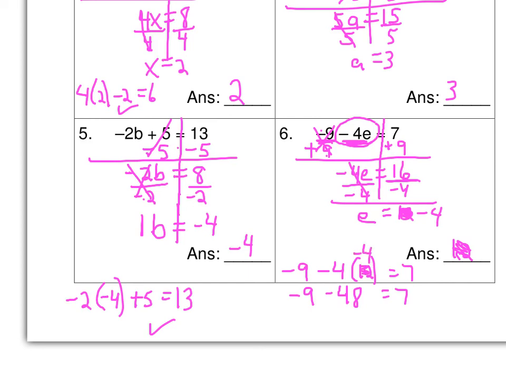So now I have negative 9 minus 4 times a negative 4, and 4 times a negative 4 is negative 16. So now I have negative 9 subtracting a negative 16. If I do keep, change, change, and you can use your calculator to check too, then I end up with 7 equals 7. And that is your lesson for today. So be sure to check your answers, or you can make silly mistakes.